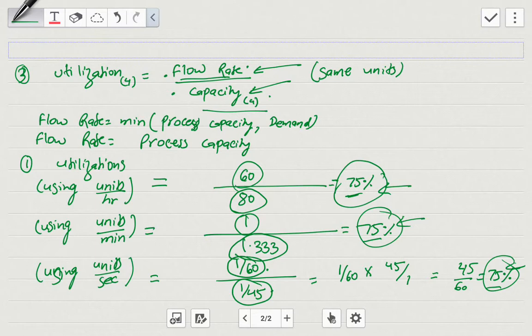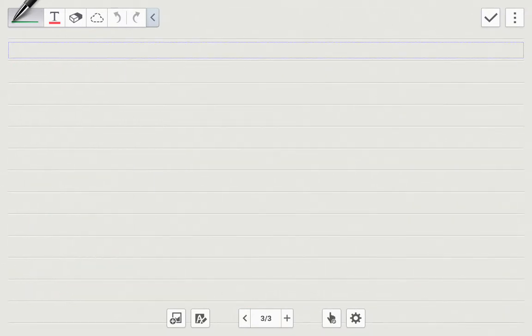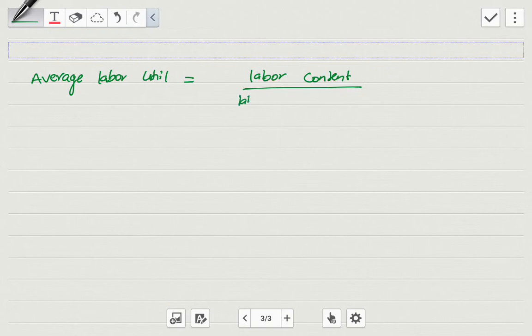Okay. So the fourth problem asks us, what is the average labor utilization of the workers, ignoring the production of the first and last units? Again, the same phrase as we saw before. The formula for average labor utilization is labor content divided by labor content plus the idle time.